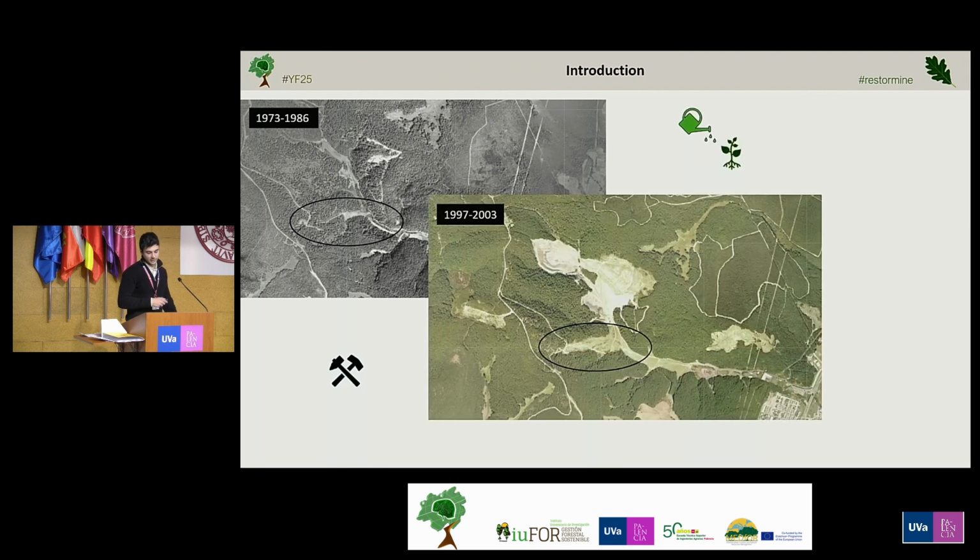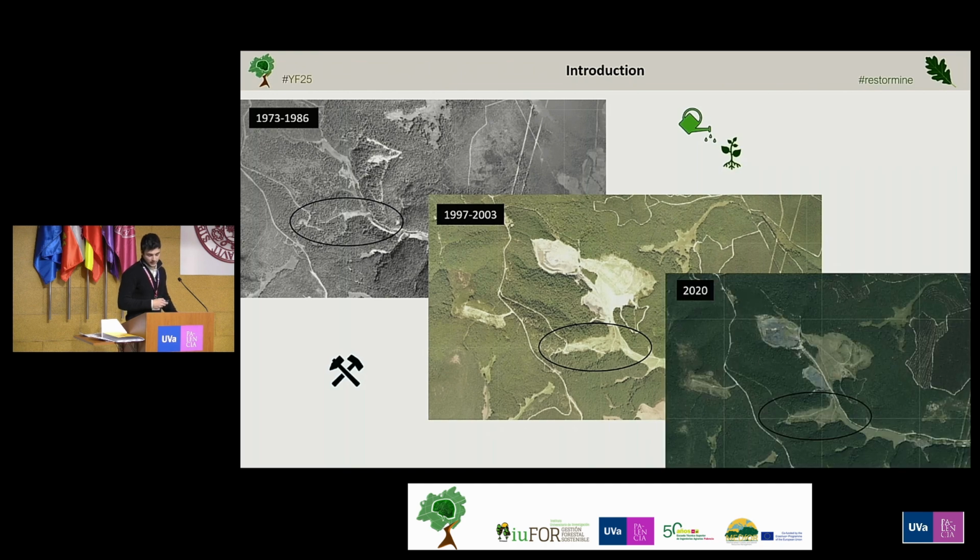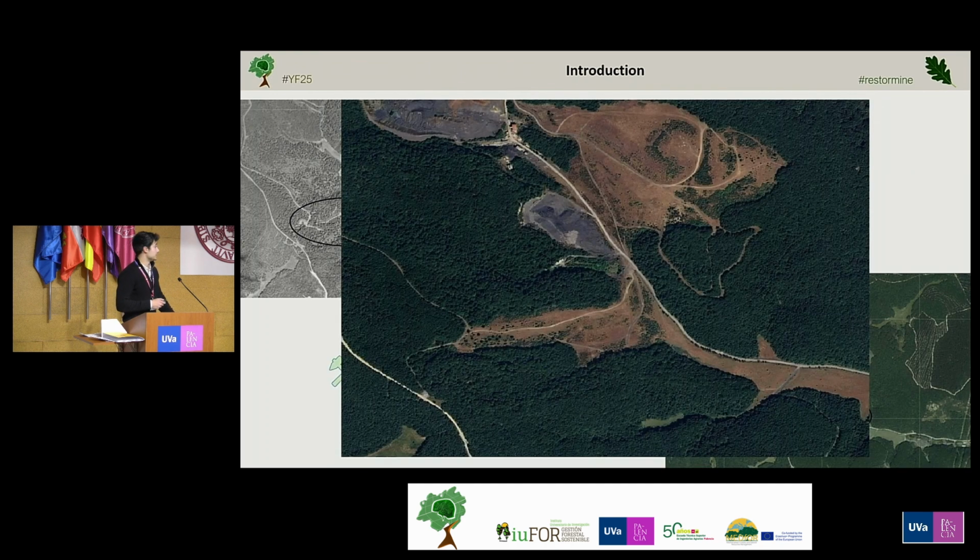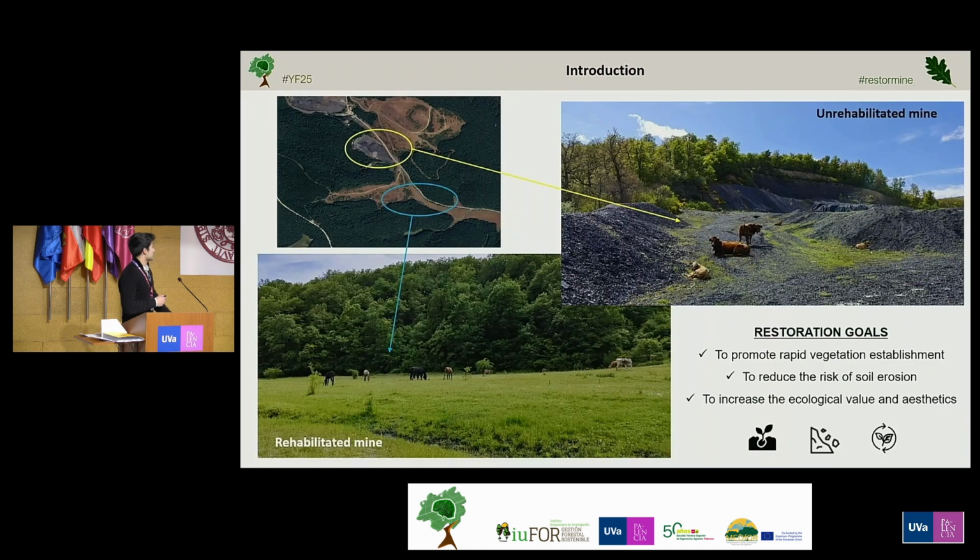In the year 1990, this mine was rehabilitated to grassland to reconcile with livestock use. And this is the situation of the mine at present. The restoration action carried out in the mine aimed to promote rapid vegetation establishment, to reduce the risk of soil erosion, and to increase the ecological value and aesthetics. And if you look at these two pictures, the rehabilitated mine and the unrehabilitated mine, these goals have been achieved.